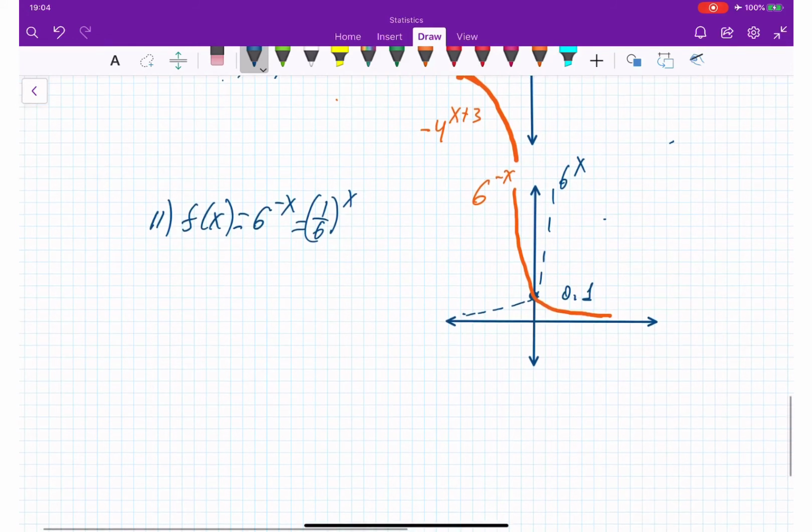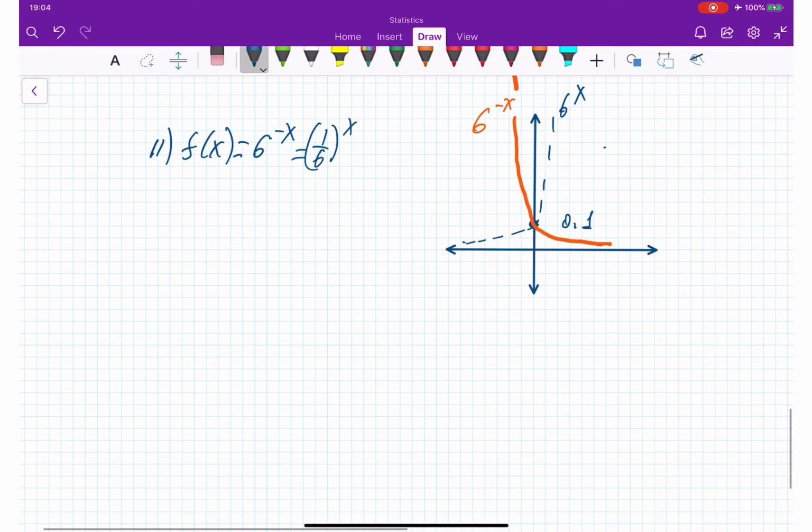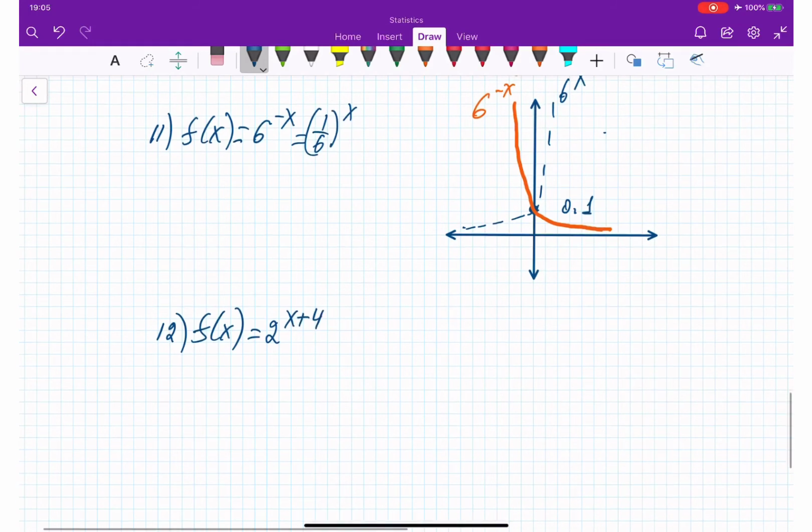We have f of x is equal to 2 to power x plus 4, plus 3. Okay, 2 to power x plus 4 plus 3. Now here we have a horizontal shifting, and we have vertical shifting also. Let's see what we are going to do, how we're going to work with this.